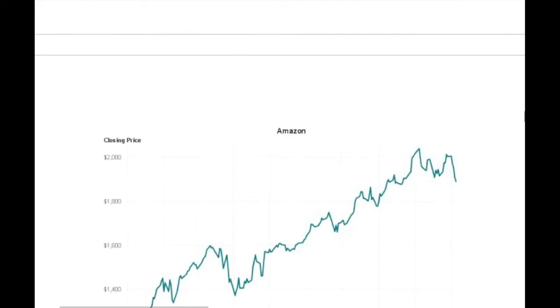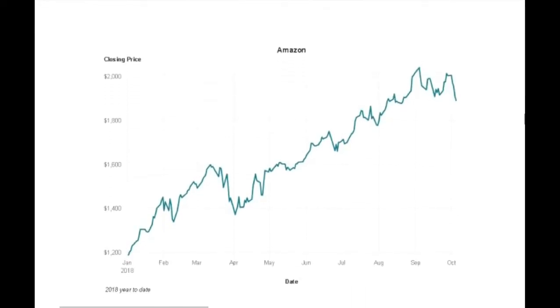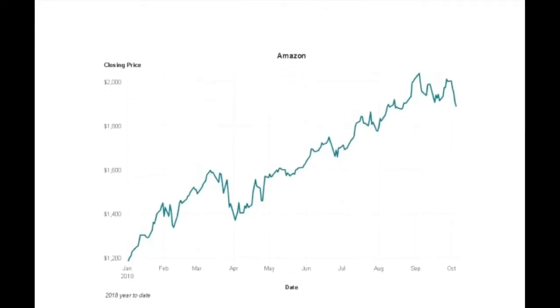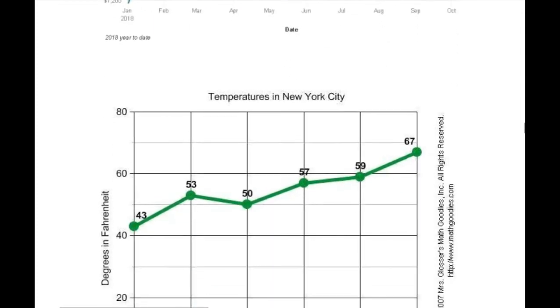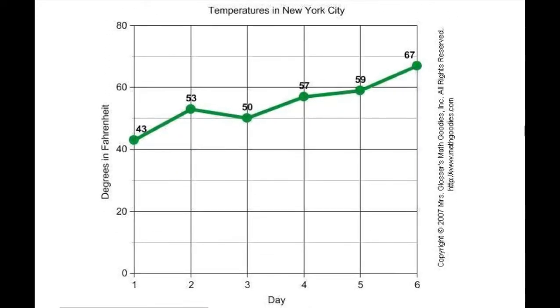And then finally moving on to line graphs. Here we're looking at the closing price of Amazon, so the stock price of Amazon over months. And here we're looking at temperatures in New York City over days in degrees Fahrenheit. So again, those were all of the graphs that we're going to be looking at.